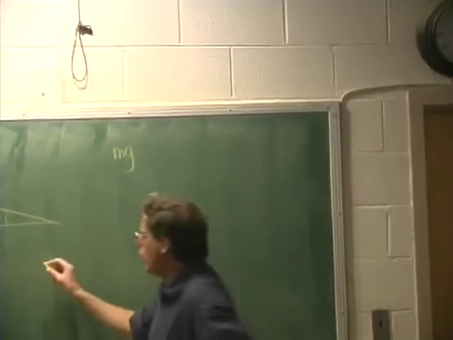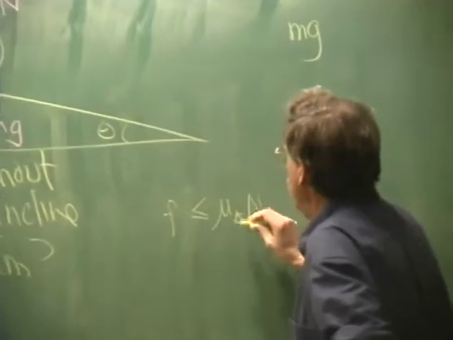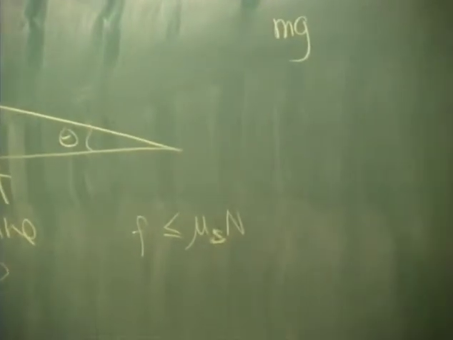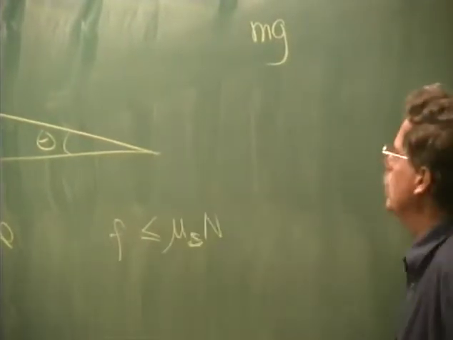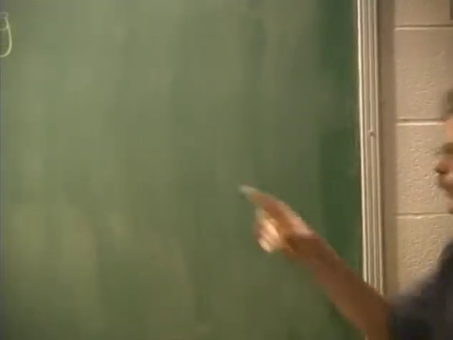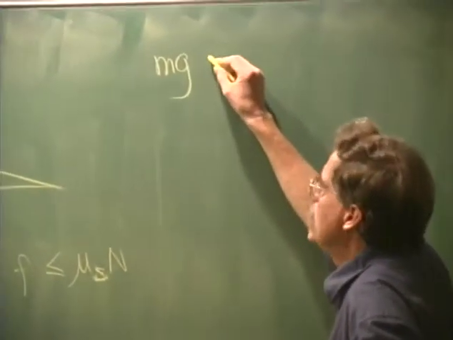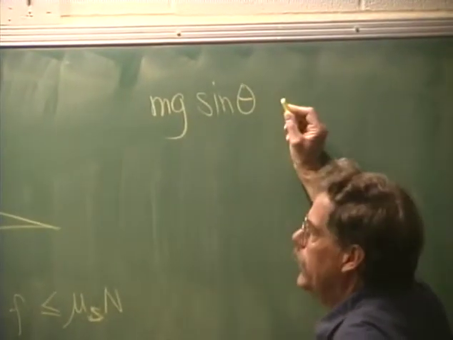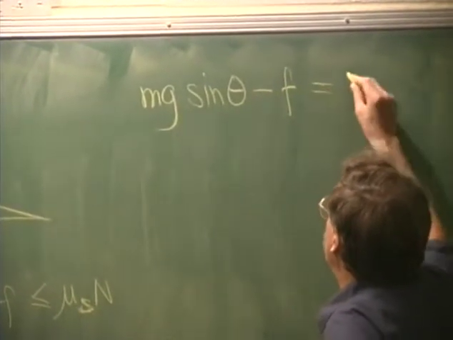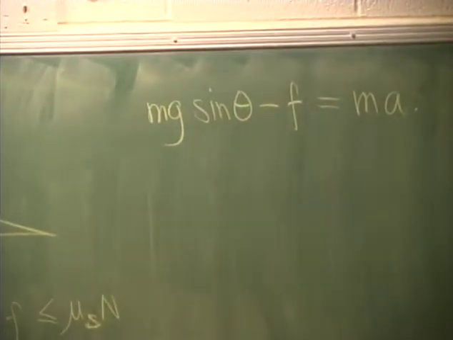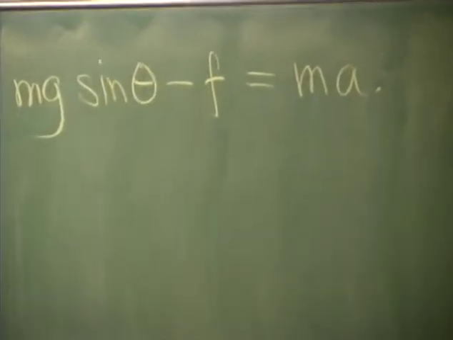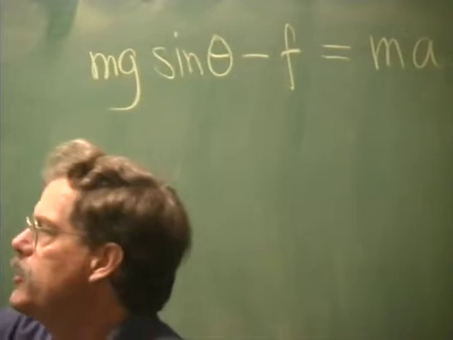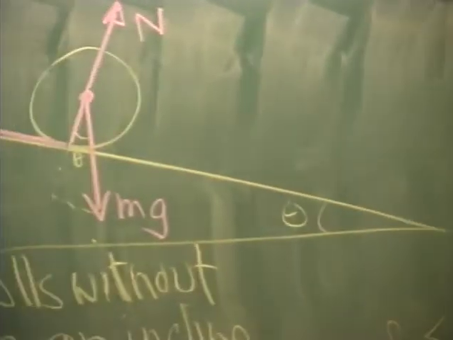So all I know about the friction is that F is less than or equal to mu sub static times N. I don't know that it's exactly equal to mu times N. It's whatever it has to be, less than mu sub s times N, to keep the thing rolling. So down the plane, I have mg sine of theta pulling down the plane, and F pulling back up the plane. That's got to be the mass times the acceleration. That's the translational equation of motion. Two relevant forces are acting: the component of mg pulling it down, and friction pulling it back up.